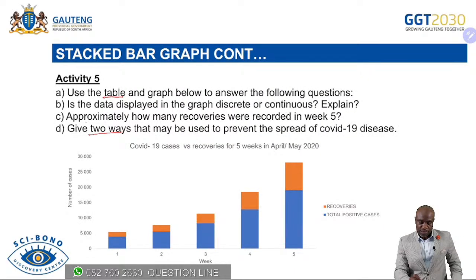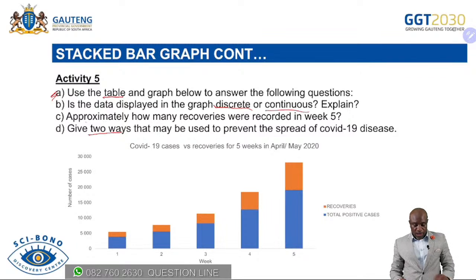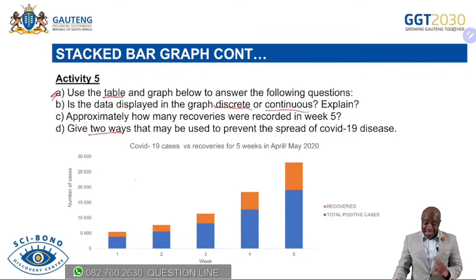Welcome back. Let's answer the first part. Remember, A is not a question. Right. Is the data displayed in the graph discrete or continuous? Remember, we're talking about COVID-19 cases. So we need to know the title of the graph so that we analyze it properly. And we also need to look at the axis, number of cases, and this is week 1 up to week 5. So being the number of cases, this is talking about number of people.